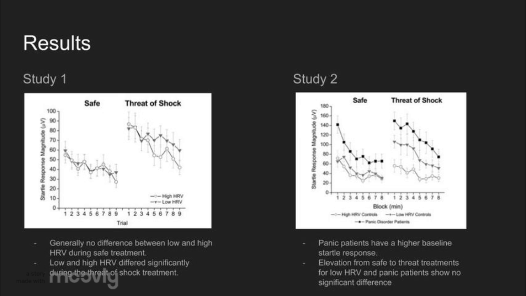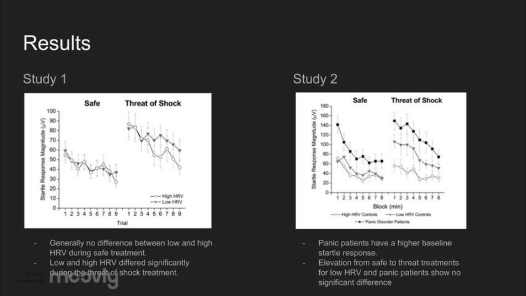For Study 1, shown on the left graph, there was generally no difference between startle response for low and high HRV. However, for the threat treatment, there was a significant result. High HRV participants decreased their anticipation throughout the treatment, whereas the low HRV participants had prolonged anticipation out of fear of startle. With the simple attachment of the shock electrode came a general anxiety and anticipation.